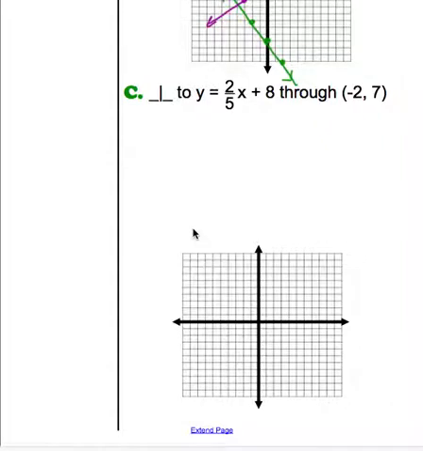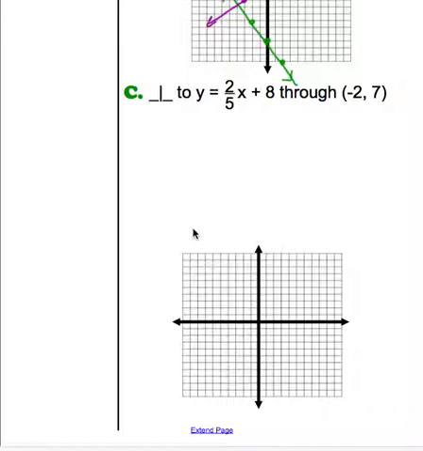All right, we're going to go ahead and get some more practice. So if you haven't had a chance, get this problem: y equals 2/5 x plus 8. We're going to go through the point (-2, 7). And I want you to try this one on your own. So press pause as soon as I'm done talking, and then try the problem and hit play when you're done to check.